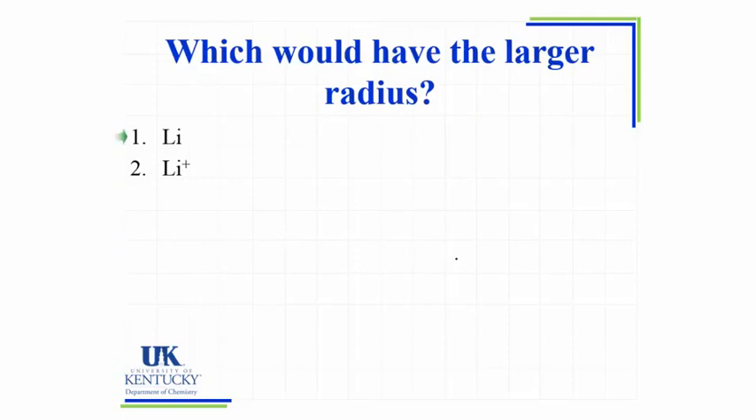Well, if you picked lithium, the element, the atom, you would be correct. The atom is always going to be larger than the cation that you make from that atom because you are removing an electron and the nuclear charge is now holding on to fewer electrons and can draw them in more tightly.